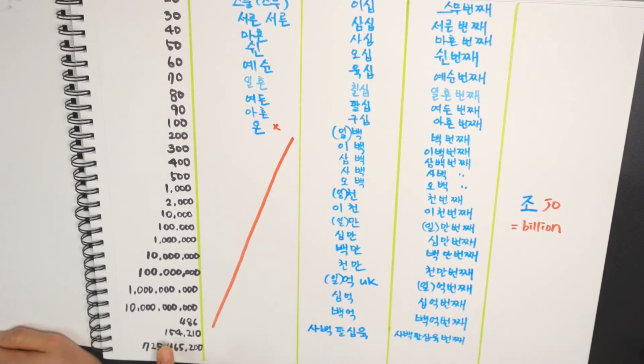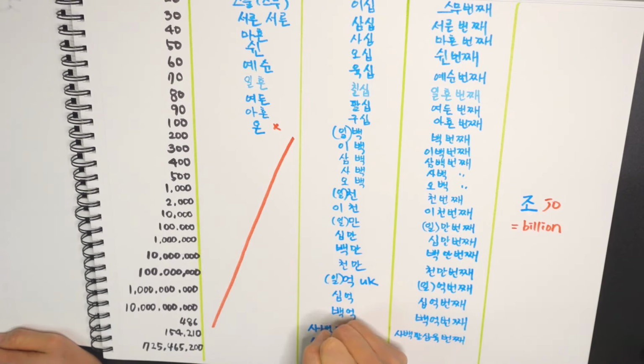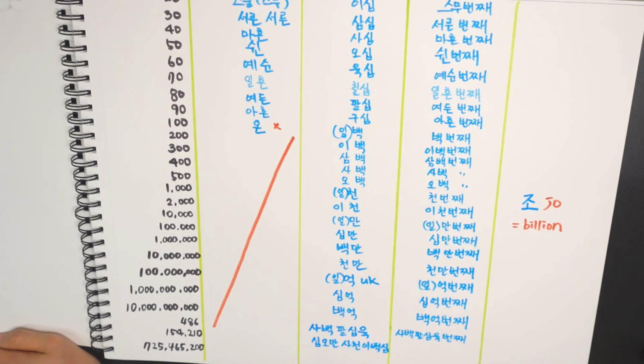And next we have 154,210. Okay? So 100,000 was 10만. So you have 10 and 5만. So 15만 and 4천. So 4,000 is 4천. And you have 200. So 210. So 154,210. Okay? And it's just the same. 154,210번째.